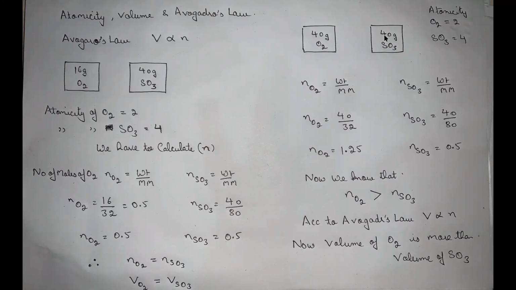Now, with the same mass having different atomicity, we get a result. Lower atomicity, which is of oxygen gas, has more number of moles as compared to higher atomicity gases having the same mass. Now, the number of moles of oxygen gas is more than the number of moles of sulfur trioxide. According to Avogadro's law, volume is directly proportional to n, the number of moles. Now, the volume of O2 is more than the volume of sulfur trioxide. This means lower atomicity can have more volume than the gases which have higher atomicity. Thank you.